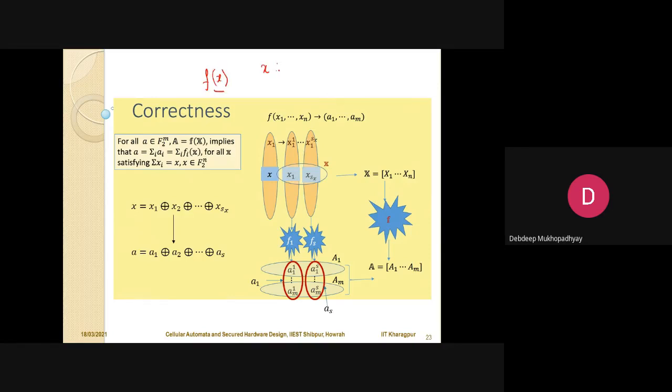You take x and you break it up into shares. Suppose I break it up into, say, sx shares. That means I will basically create something like x1, x2, and so on till x_sx, so that if I XOR them, I get back the original x. Now the entire computation will be done using these shares.